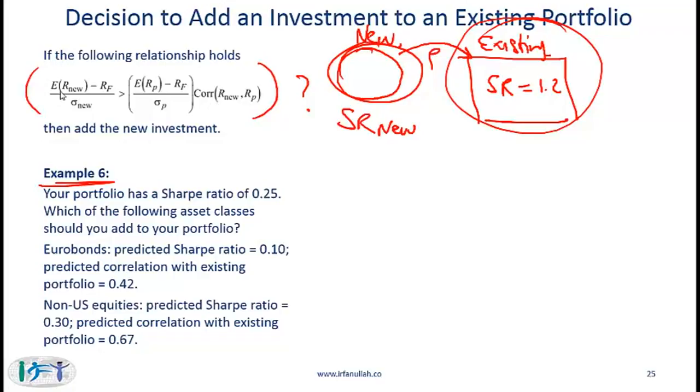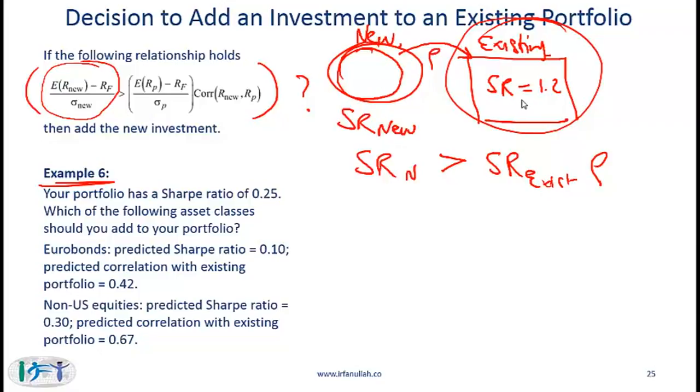You look at the Sharpe ratio of the new. The curriculum gives the full Sharpe ratio, but I like to just say, okay, Sharpe ratio of new. If this is greater than the Sharpe ratio of your existing portfolio times the correlation between the new and the existing, so if this holds, then you add. If this does not hold, then you do not add.